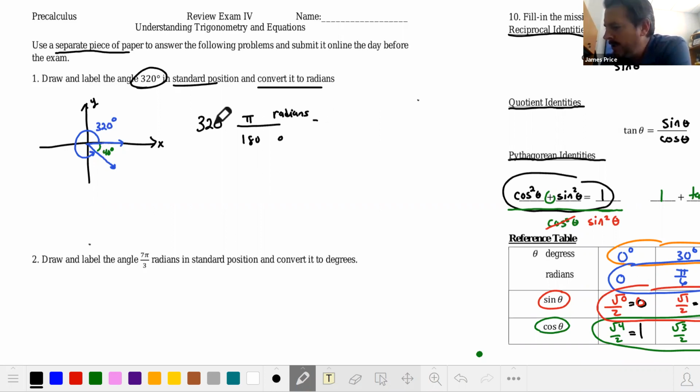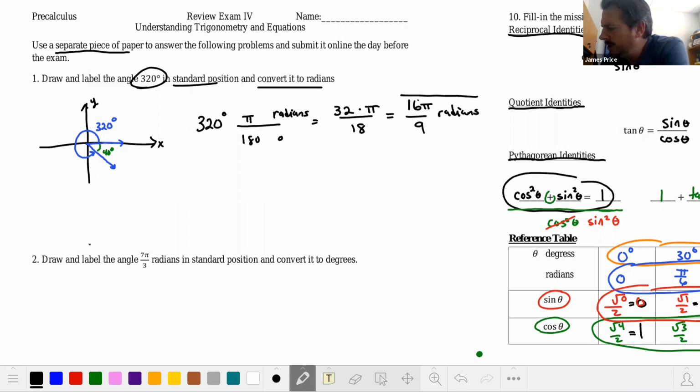And so that's going to equal, so notice the tens places are going to cancel there. So you're going to get 32 times pi over 18, right? And I guess those are both even still. In fact, what goes into both of those relatively nicely? I think it's just even. So the 2's cancel, so you get 16 pi over 9, and that's it. Yeah, so 16 pi over 9 radians.